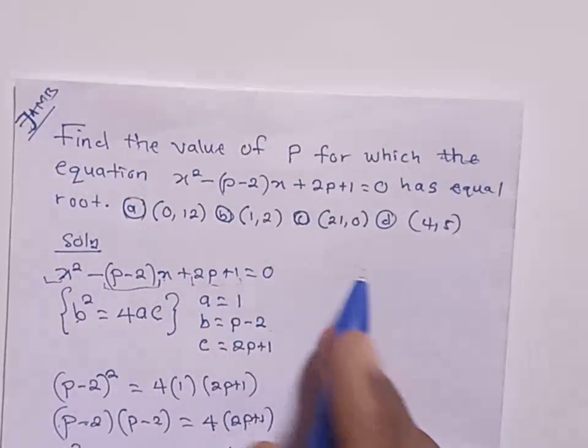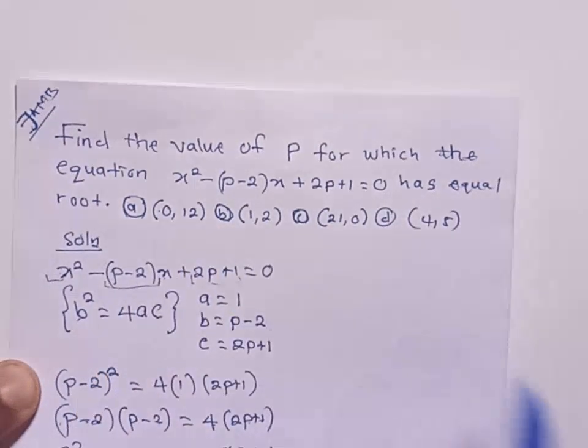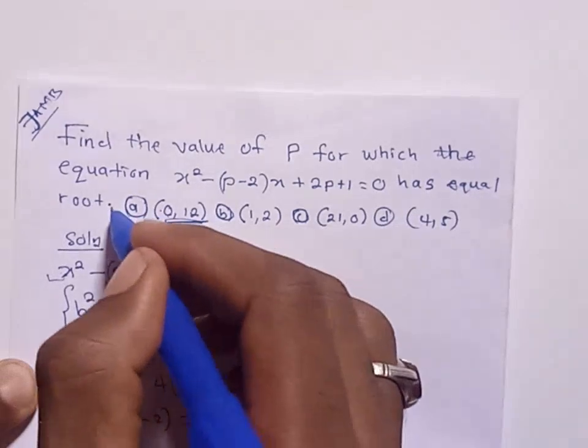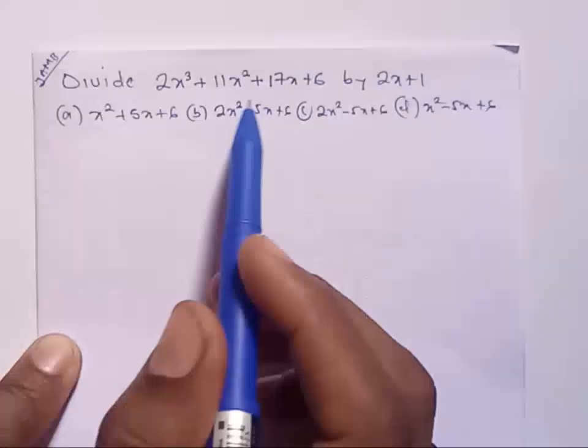So now let's go back to our options. You can see 0, 12. 0 and 12 is our answer.